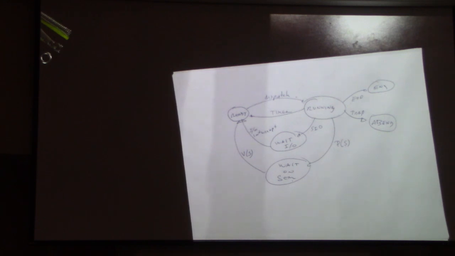Can you see that? Initially, the value is 1. The first one decrements the value, gets 0, so it continues running. If there is a timer interrupt while P1 is running in the critical section, we're going to send P1 back to ready. Right? If the second process executes P, it decrements again. Now the value is -1. And when it's -1, the process that is running moves into wait on semaphore.